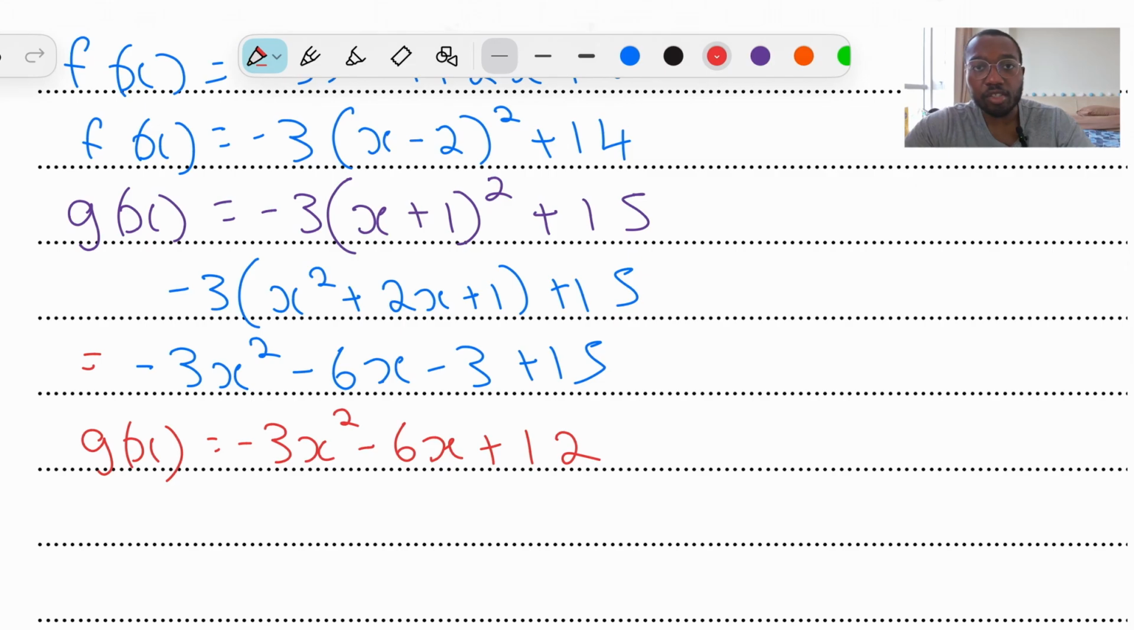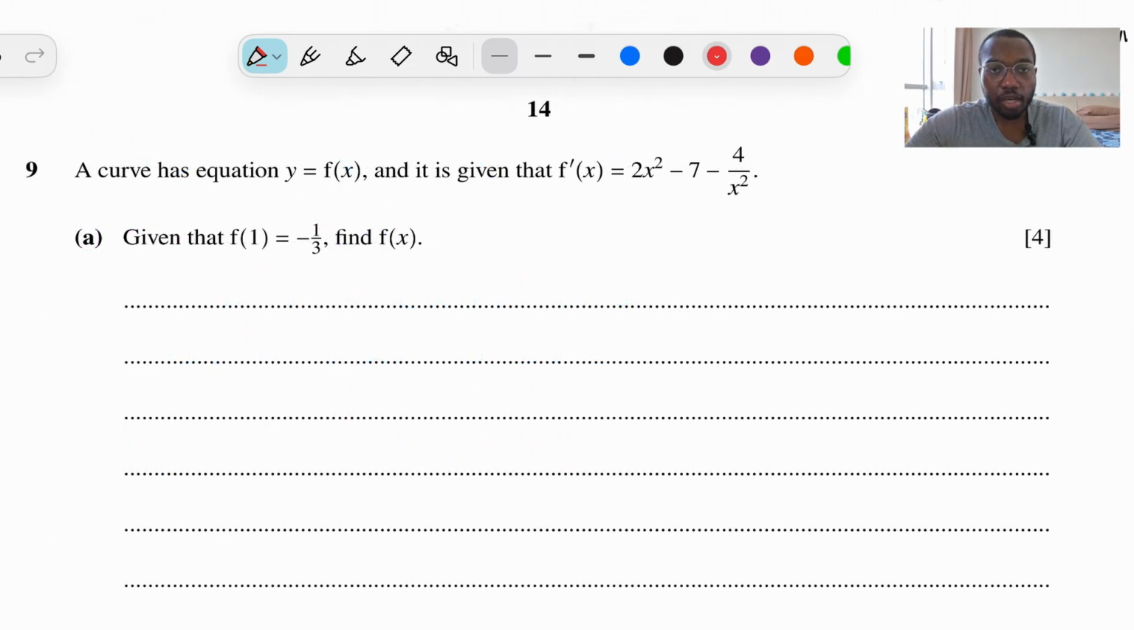So for question 9, we have that the curve has equation y equals f of x, and it is given that f dash x is equal to 2x squared minus 7 minus 4 over x squared. Given that f of 1 is equal to minus a third, find f of x. Pretty nice question. We just need to integrate and then put in our values of x and y to work out our constant, and we're done.